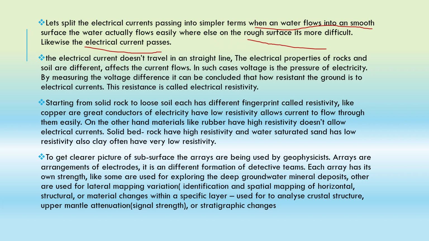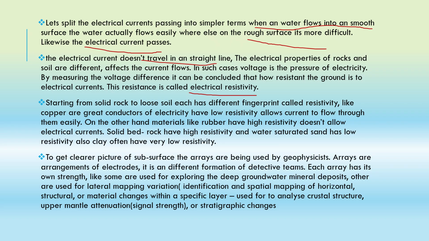It does not always travel in a straight line. The electrical properties of rocks and soil are different, and this affects the current flow. Voltage is the pressure of electricity, so by measuring the voltage difference, it can be concluded that there is some resistance inside the subsurface, and this is called electrical resistivity. From solid rock to loose soil, each has a different fingerprint, called the resistivity. Solid rock has a different kind of received voltage, and loose soil has a different kind of received voltage.